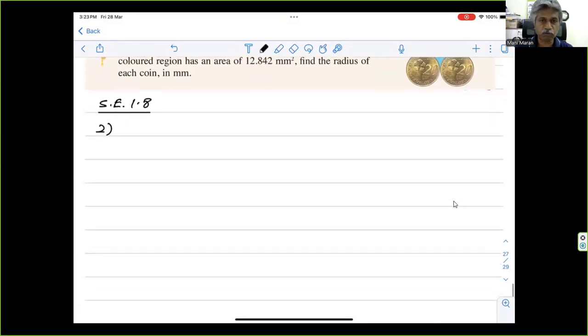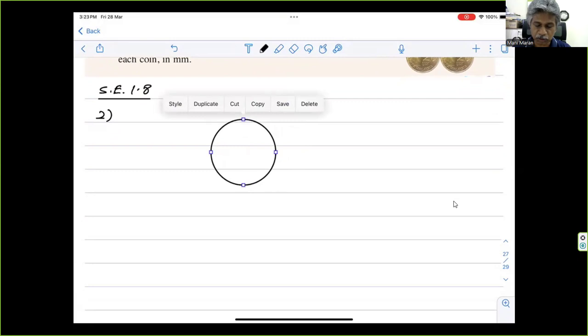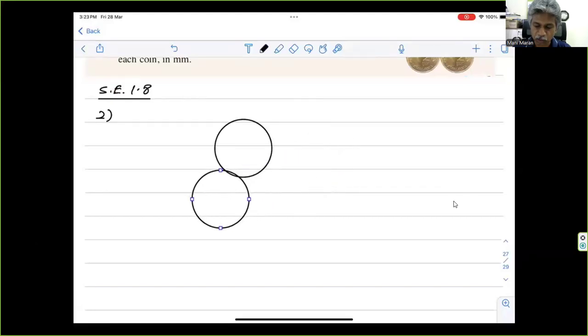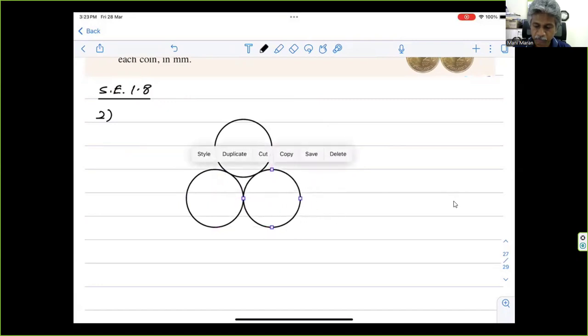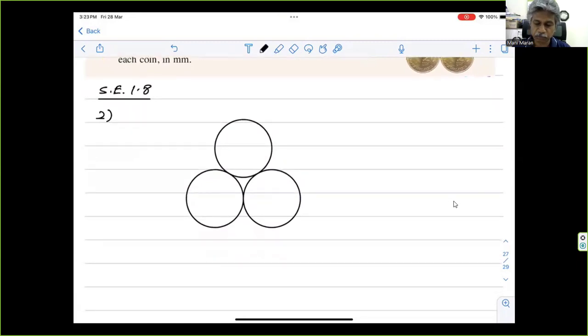First of all, I want you to draw a sketch as usual. Draw a circle. Each circle represents a coin, so you're going to draw three of these circles. I resize this a bit, copy. So I got one coin over here and then one over here. The three coins are touching like this, and you're asked to find the radius.